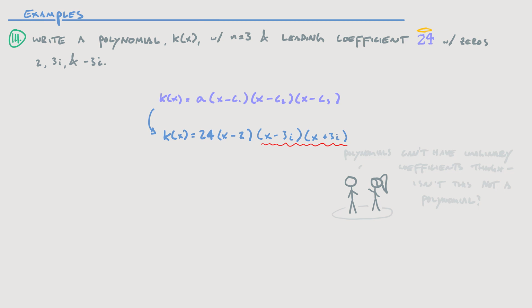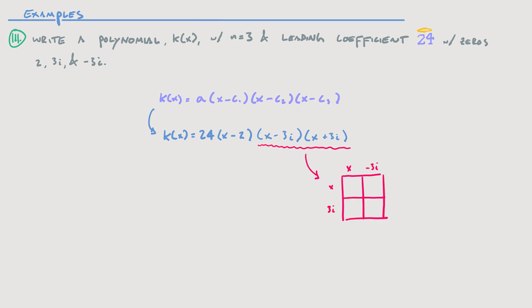After we do the distribution of all this stuff, isn't it possible that we end up with imaginary coefficients, in which case that's not a polynomial? And that's a really good thought, right? As a student, if you're thinking that, that's really intuitive, because yeah, that would be a problem. But let's actually check this out.